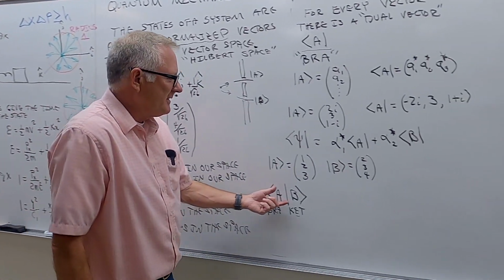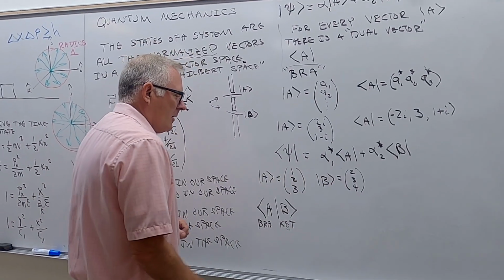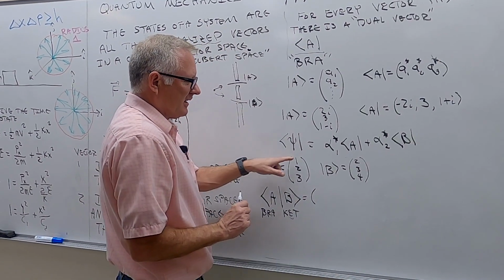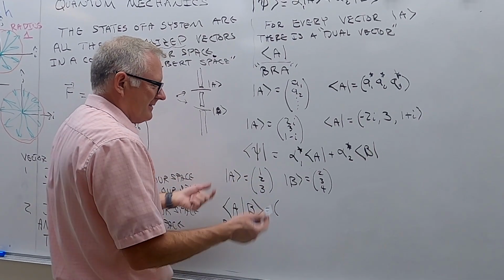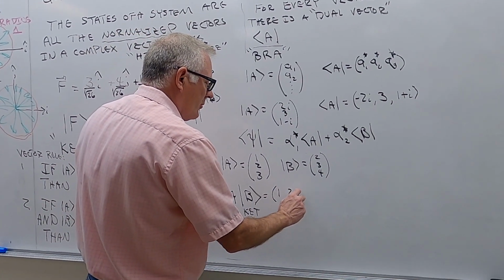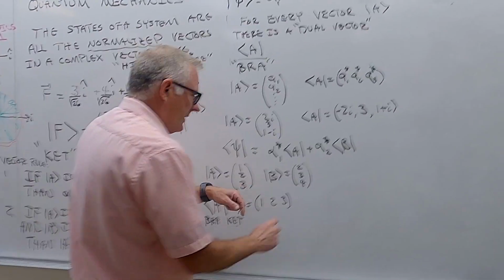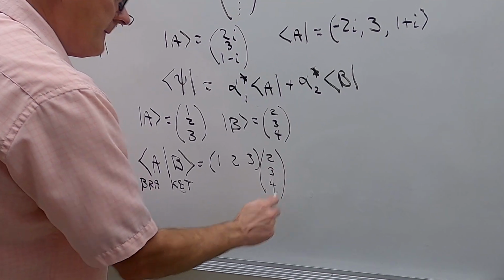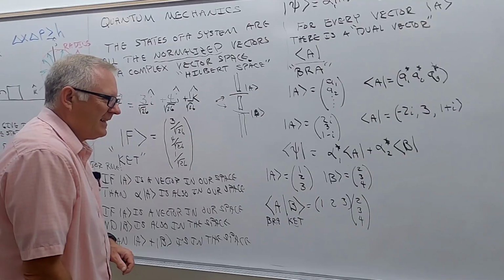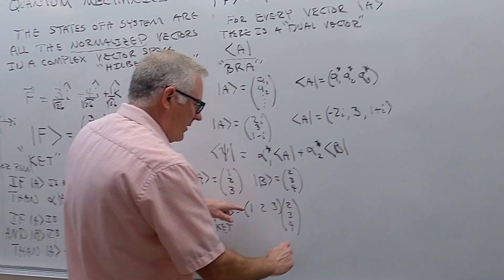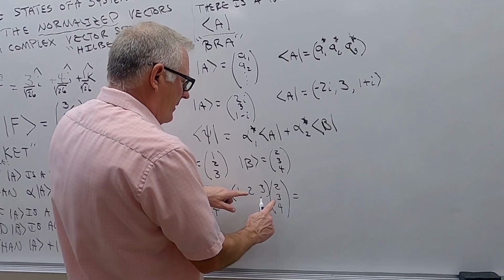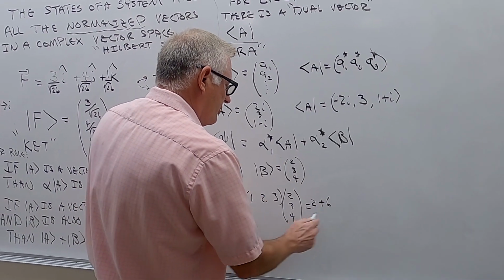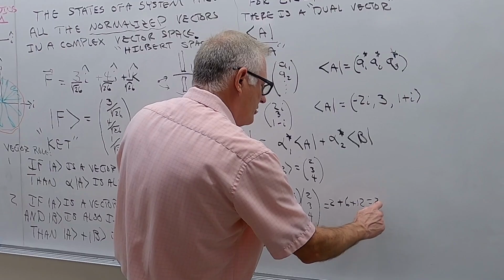So what would this be for these two numbers here? Well, for A, you turn it into a row and make it the complex conjugate, but the complex conjugate is the same because it's real. 1, 2, 3. This we don't change. It's 2, 3, 4. If we multiply these together, we already know how to do all that. This is 2 plus 6 plus 12, which equals 20.